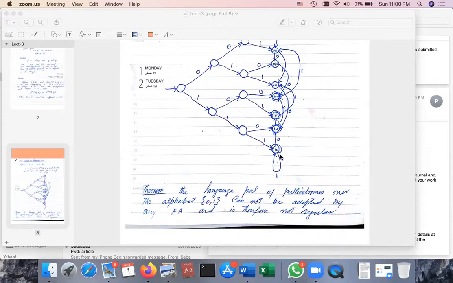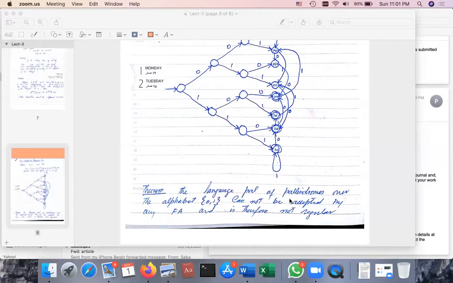And now we have a theorem statement here, which is the language Pal, for palindromes over the alphabet 0 1. So if I say draw an FA for a palindrome, what is a palindrome? A string that, if you read the alphabets from left to right or from right to left, will be the same. For example, ABA. If you read the string ABA from left to right, it is ABA. If you read it from right to left, it is again ABA. So it is a palindrome.